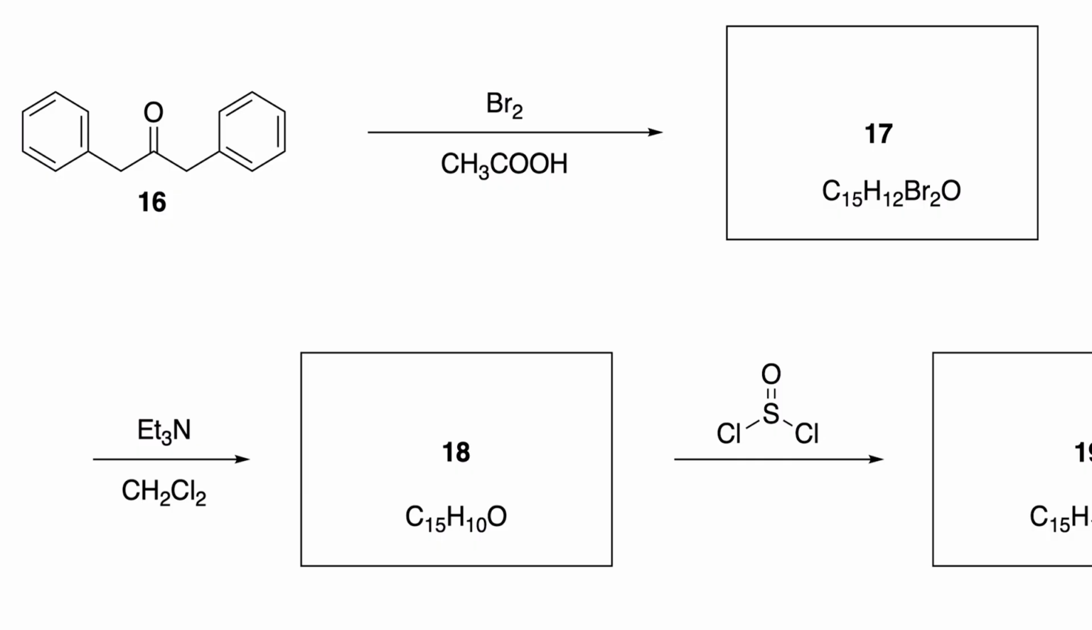So from 16, we treat it with bromine and acetic acid. That's just going to be the alpha halogenation. And so it can go both ways. You can have bromines on the same carbon, or you can have one on each side, and they're both correct. So I'm just going to go with one on each side, because I think that is more observed. I don't actually have an answer for that, but yeah, they're both correct.